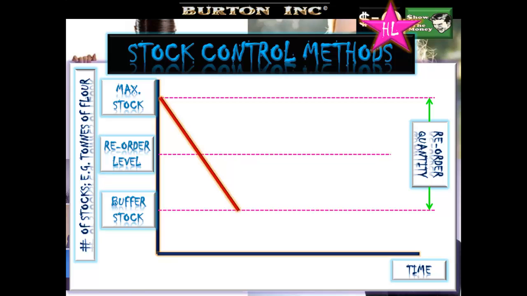So if you have a look down on the x-axis we've got time, and on the y-axis number of stocks. For example, here we're talking about a bakery perhaps, so tons of flour is what we're looking at. The stock we're talking about, and a time frame as well. So over time our stocks run down.